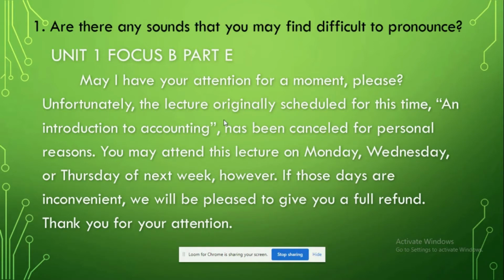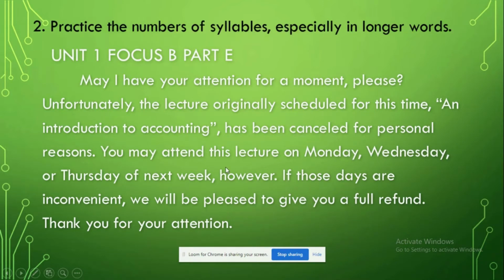The first step that you can do is to ask this question. Are there any sounds that you may find difficult to pronounce? In this paragraph, it could be unfortunately, personal, Wednesday, or some other words.